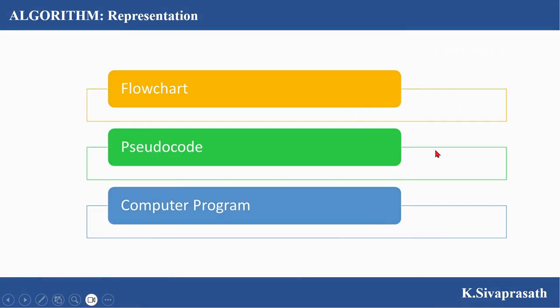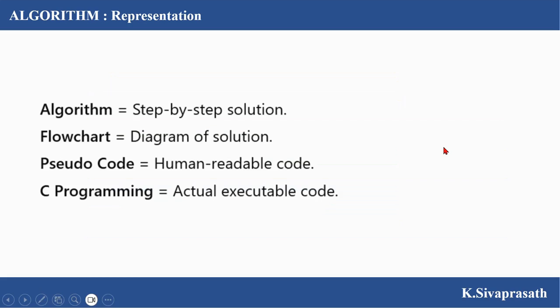To represent an algorithm we follow different ideas like a flowchart, pseudocode and computer program. In a nutshell, the algorithm is all about a step-by-step solution to solve any problem, and a flowchart is the diagrammatical way of representing an algorithm. Pseudocode is like human-readable code. It's also customizable, machine readable sometimes, and a C program is the actual executable code. Thereby we need to create an algorithm by means of flowchart, pseudocode, and C programming as well.